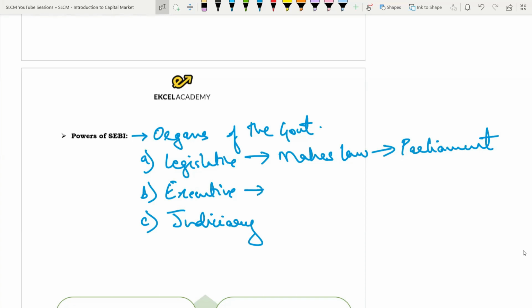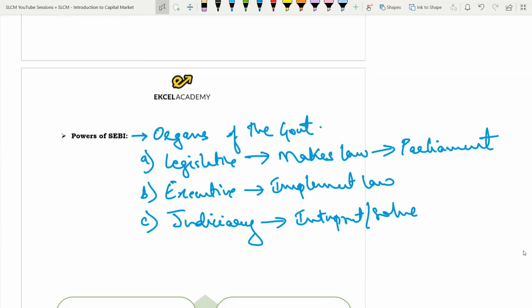What is the executive authority? It is the authority which is going to implement the laws that have been created by the legislature. And the judiciary, in case there is any kind of doubt or confusion, is going to interpret the provisions of law and solve any kind of disputes arising on the basis of the law that has been created or passed. So these are the basic organs of the government of India.